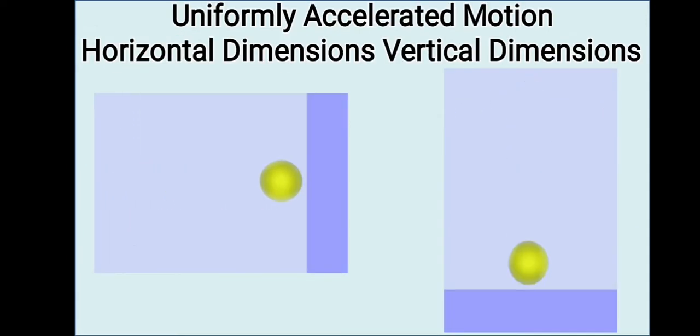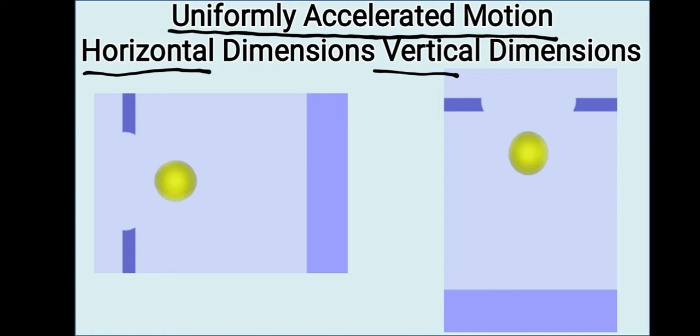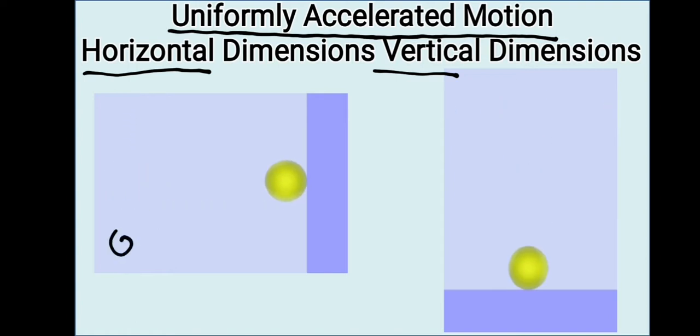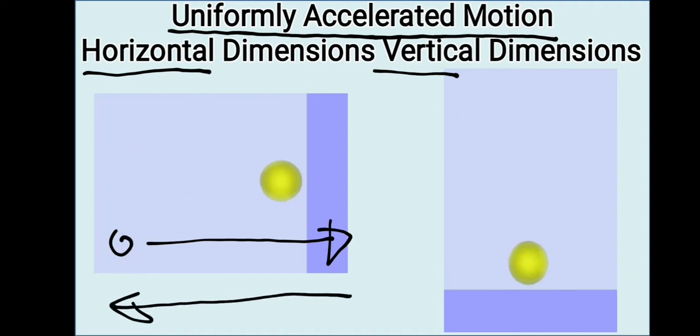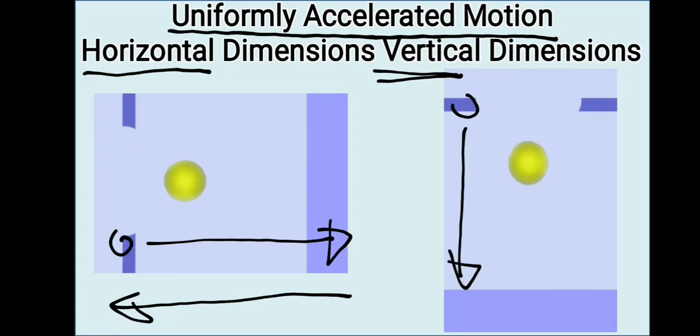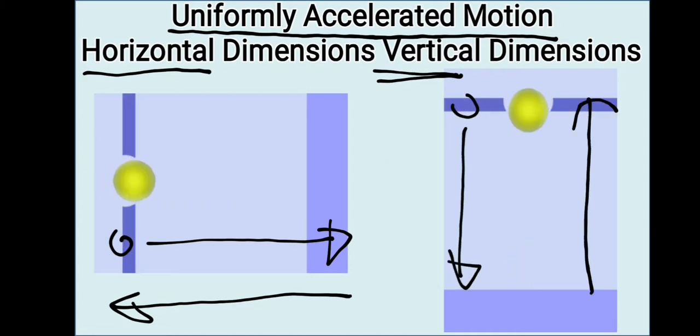So when we talk about UAM, or Uniform Accelerated Motion, it has two components, horizontal and vertical dimensions. When we say horizontal, these are the movements of objects from here up to here, horizontally, or it could also be in this direction. And when we talk about vertical, these are the falling objects or objects that are moving upward.